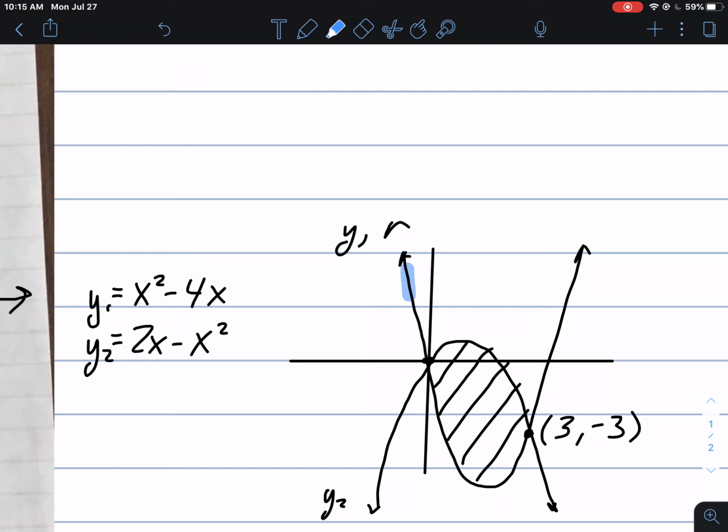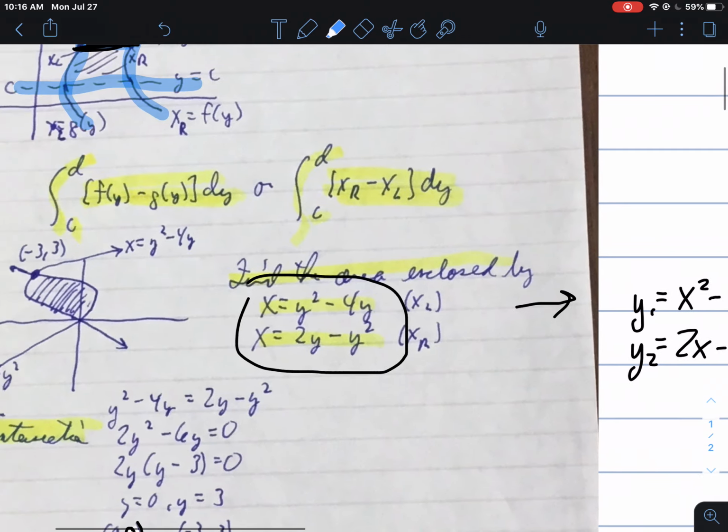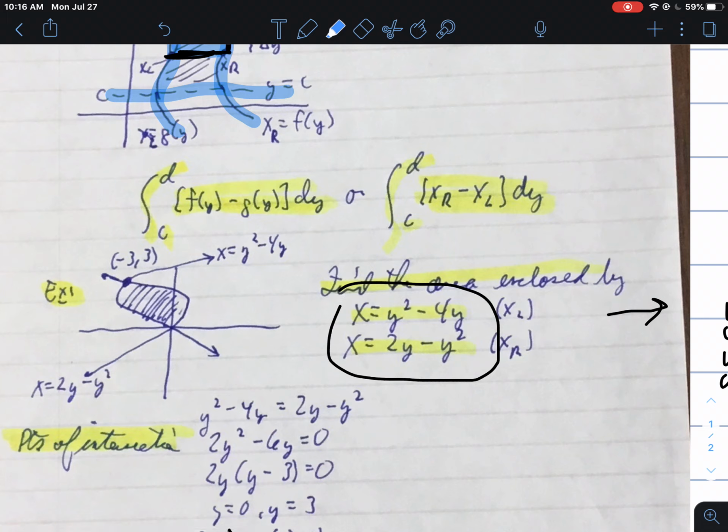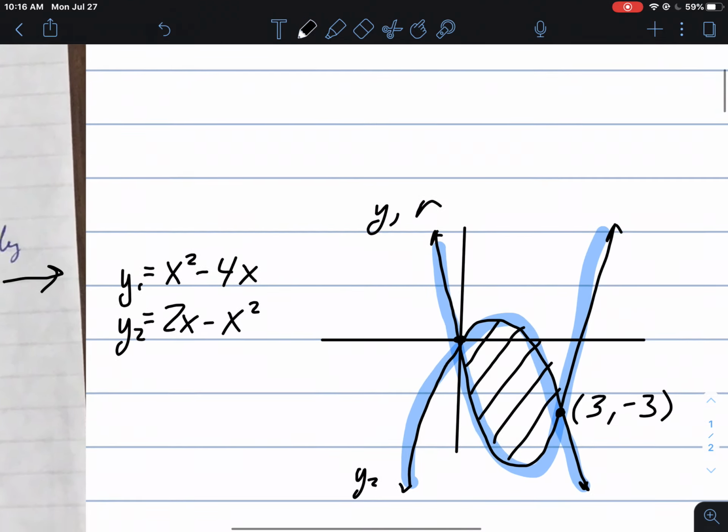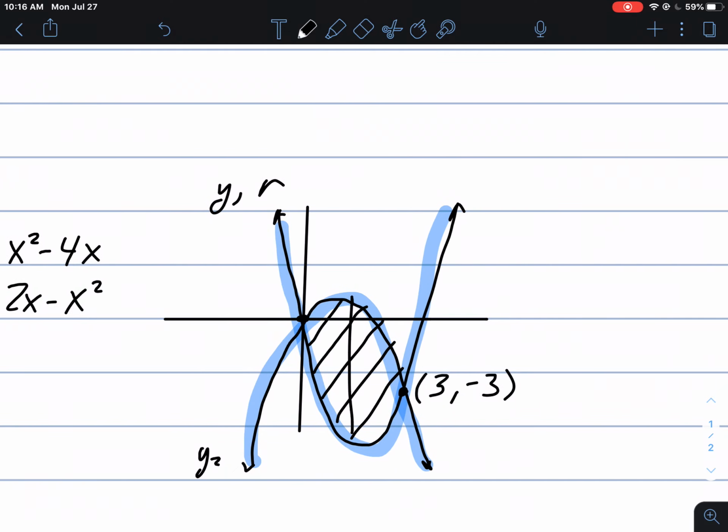So here's y1, and here's y2. And the trick is, whichever one of these lies on top is going to be the function that lies on the right. So in other words, it's still the same orientation. Since I want this to be a positive value, I want right minus left to give me a positive distance between the two curves. It's the same orientation that you get here in terms of top and bottom.